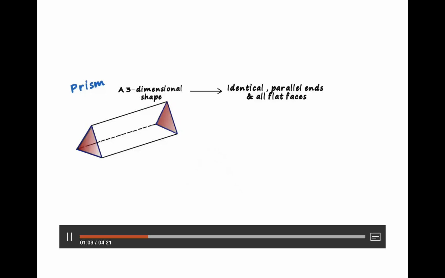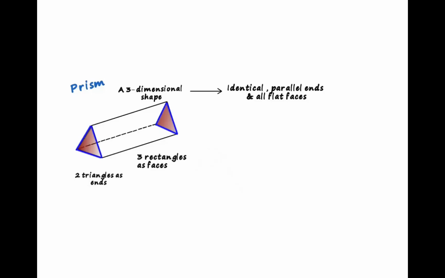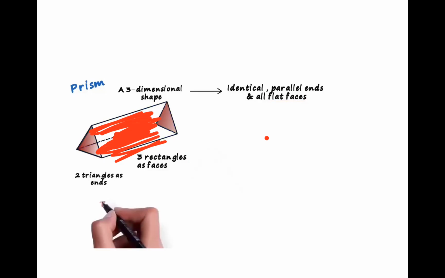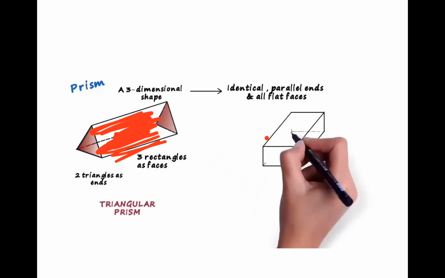Now, the naming is given based on these identical and parallel ends. This is a triangle, so we call it a triangular end. Two triangular ends are there, so we call it a triangular prism. And the third characteristic is that the other surfaces should be flat. Three rectangular surfaces are there. I hope you are able to see, this is one rectangular surface, and one will be at the front, this side. This can be better visualized when I show another triangular prism.